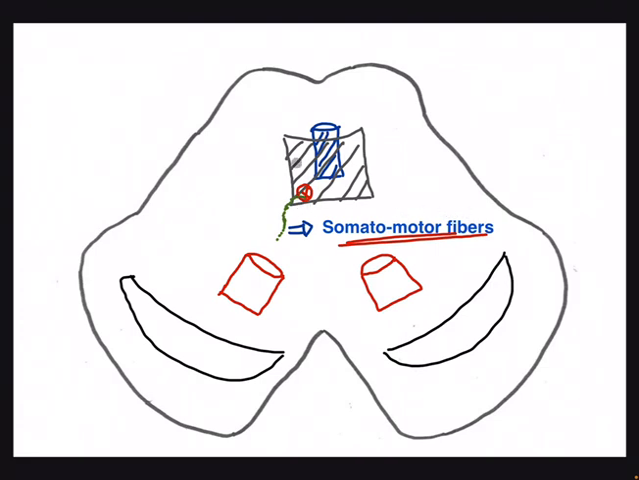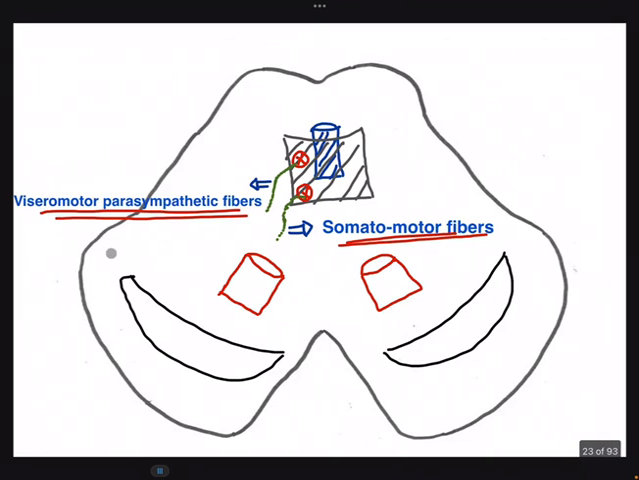Posterior to the main nucleus of the oculomotor nerve here in the periaqueductal gray matter, we have another oculomotor nerve nucleus. This nucleus is called the accessory parasympathetic nucleus, or we can call it the Edinger-Westphal nucleus. This nucleus gives us visceromotor parasympathetic fibers. These visceromotor parasympathetic fibers will go along the somatomotor fibers as a single fiber to the orbit to supply the intraocular muscles inside the eyeball.